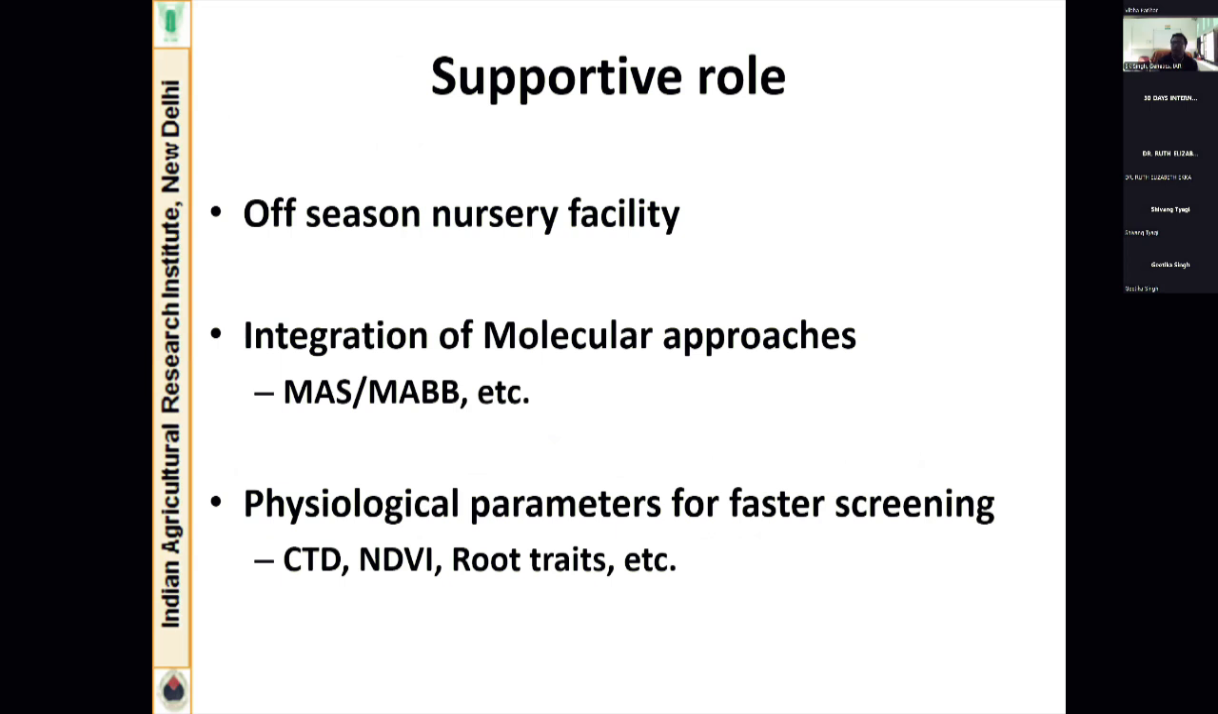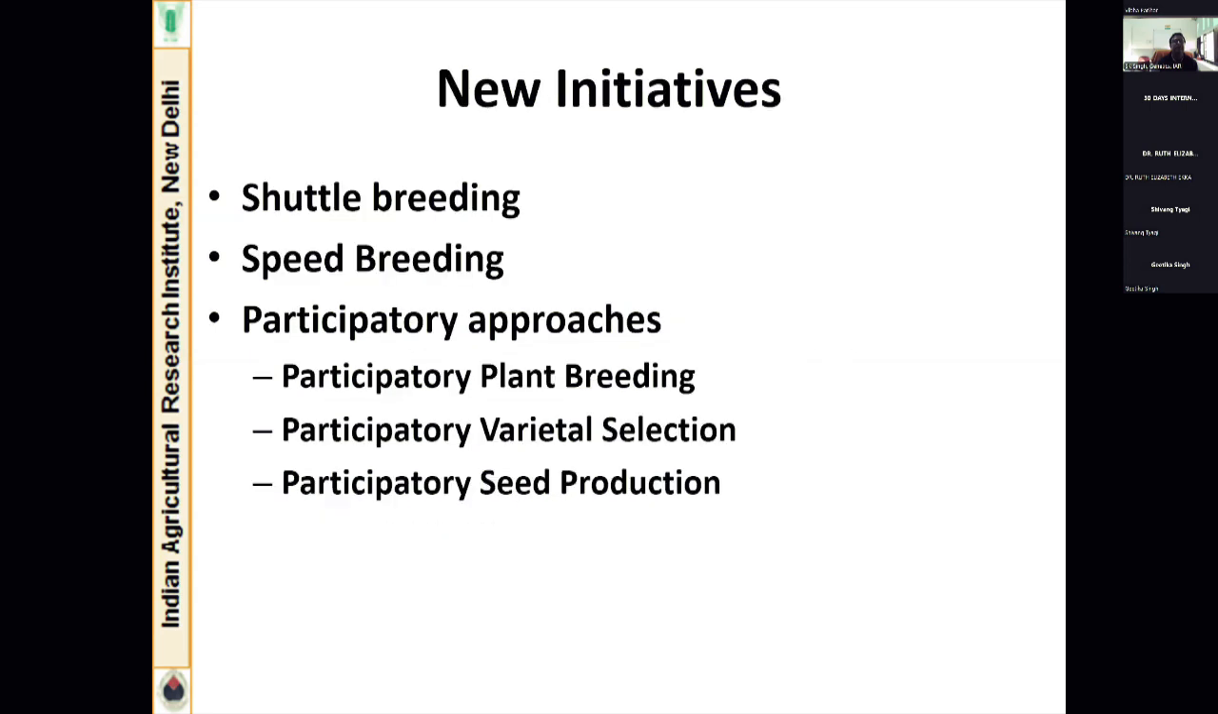In the supportive role, there are off-season nursery facilities which support the breeding methodology, and integration of molecular approaches like marker-assisted selection and marker-assisted backcross breeding. These are different molecular tools for integration in the breeding methodology, along with physiological parameters for faster screening of the genotypes against climate resilience or abiotic stresses, like CTD, canopy temperature difference, NDVI, and other root traits. So these play a supportive role to the normal conventional breeding programs.